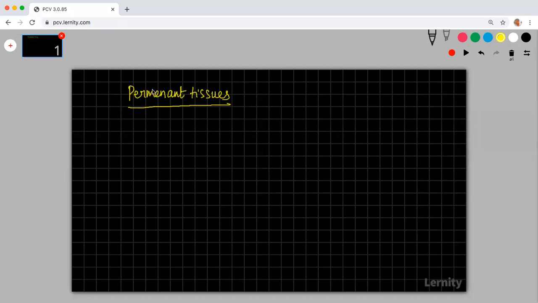Okay, so now coming to permanent tissues. We have seen what a permanent tissue is. We have defined what a permanent tissue is already. So now we'll go ahead with the types. The first one is what we call parenchyma. Parenchyma is one kind of permanent tissue. So let us try to see what parenchyma is.